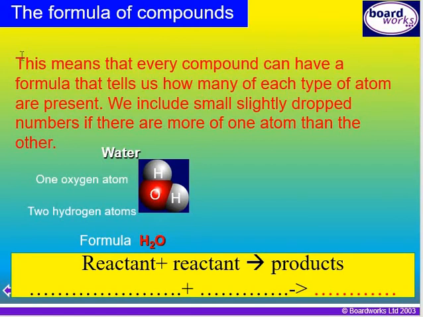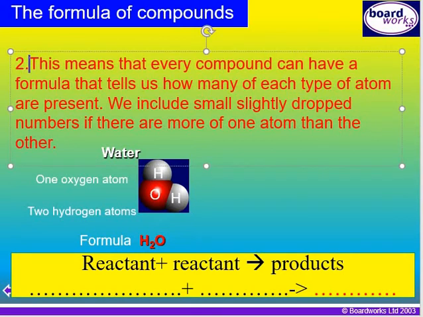So here's a second example for a word equation. We're given one oxygen atom and two hydrogen atoms that have chemically combined. So what are the reactants? What did we start with?